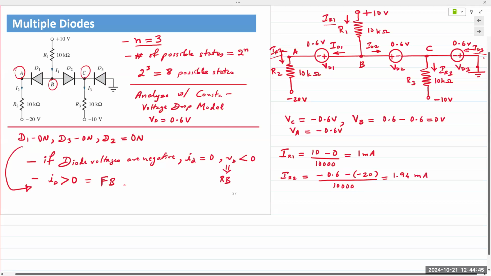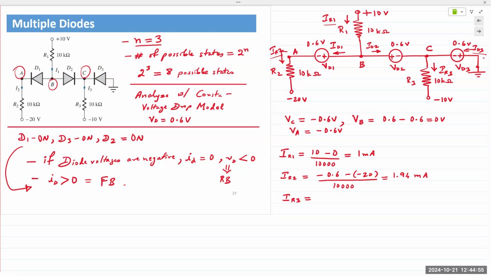1.94 milliamps. And then finally, IR3. IR3 is the current flowing from VC to minus 10 volts. Sorry, not VC. IR3 is the current flowing from C through resistor R3.